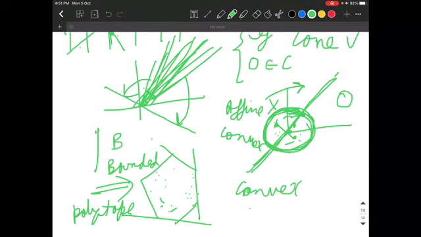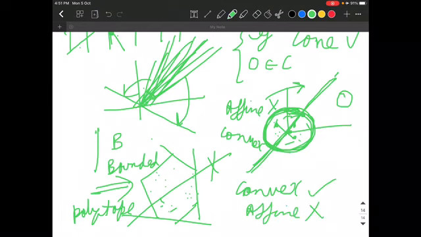Is this affine? If this is not a singleton, this is not affine. In this example this is not a singleton, so this is not affine, but this is convex. Is this a cone? Again, this is bounded, neither a singleton nor unbounded, so this is not a cone.